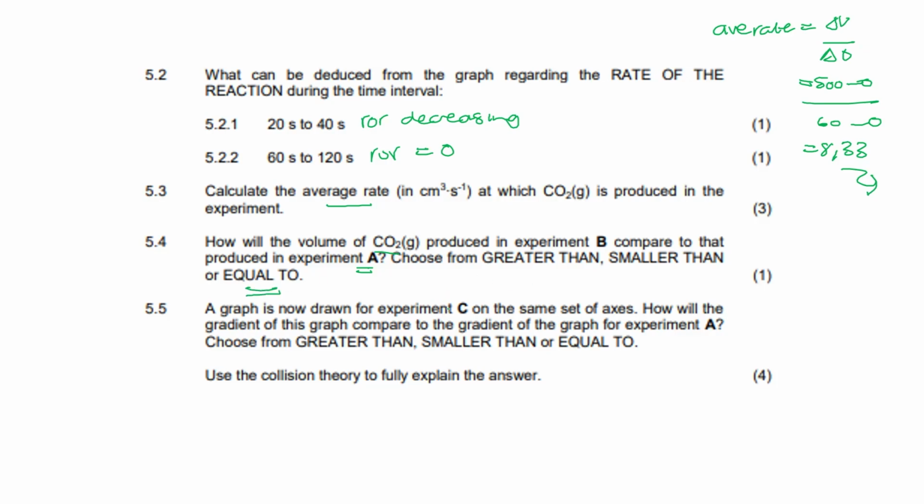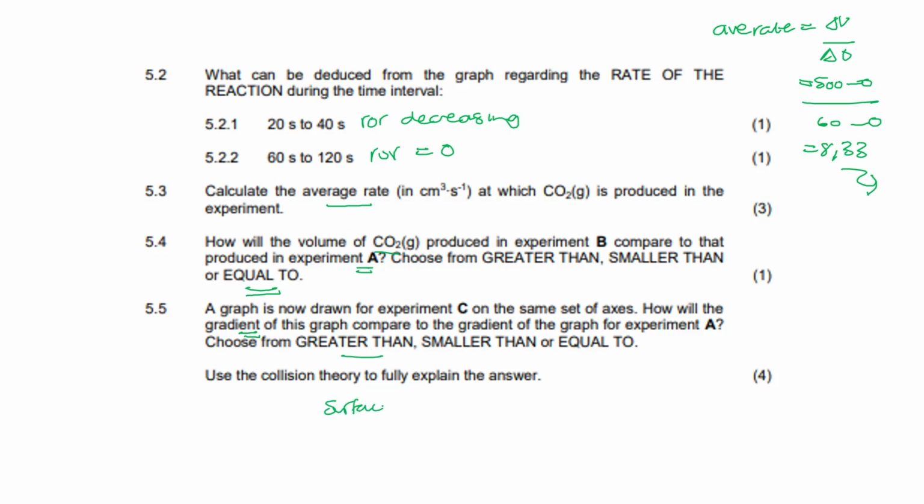5.5. A graph is now drawn for experiment C on the same set of axes. How will the gradient of this graph compare to the gradient of experiment A? Greater, smaller, or equal to, and then use the collision theory to explain your answer, for 4 marks. So you'll get a mark for saying greater than, smaller than, or equal to, and then you'll get your 3 other marks for your explanation. So it's going to be greater than, but why?